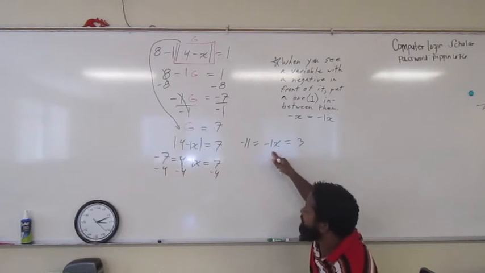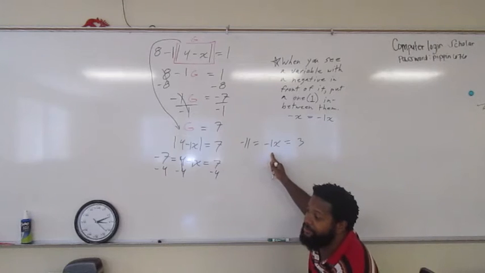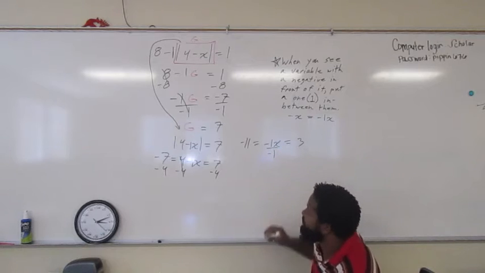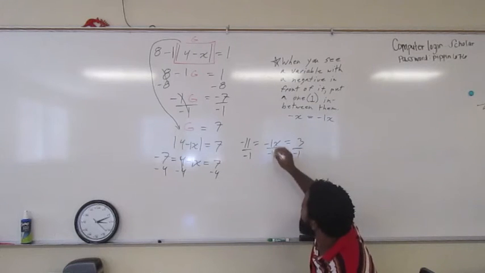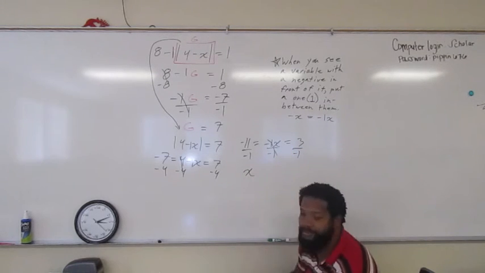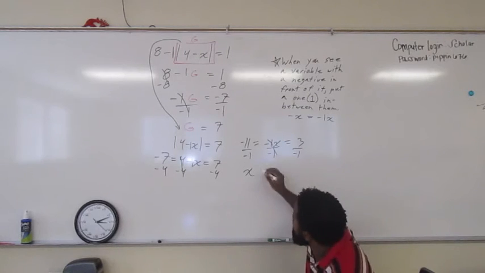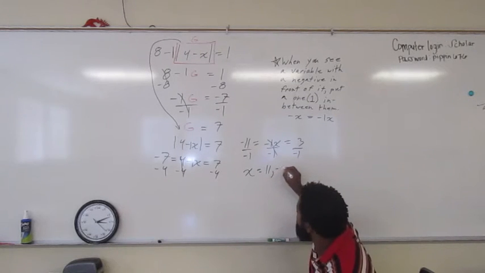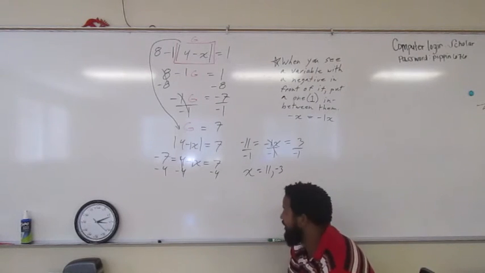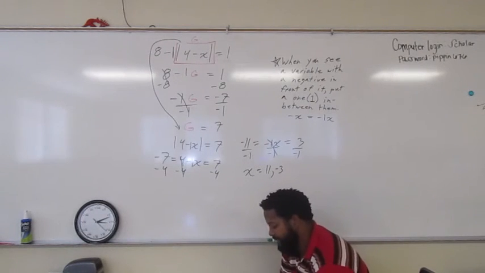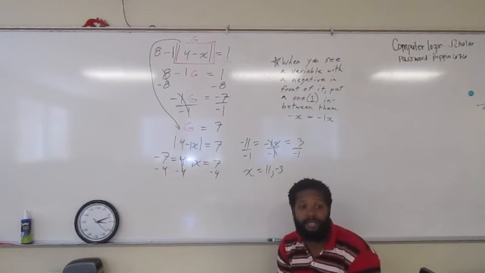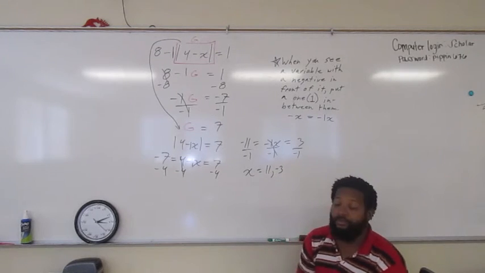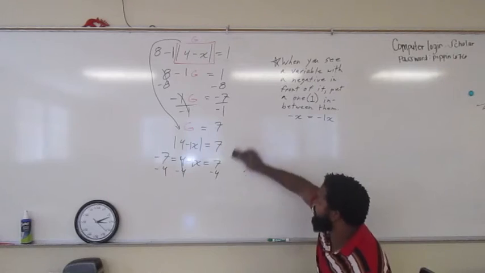So, what do we do right here to get the x by itself? You divide by -1, and you have to do it to both sides. X is equal to what? Positive 11 and negative 3. All right, good stuff, right? Your test will have this. Okay? Let's do a fraction. One more. Last one, okay?